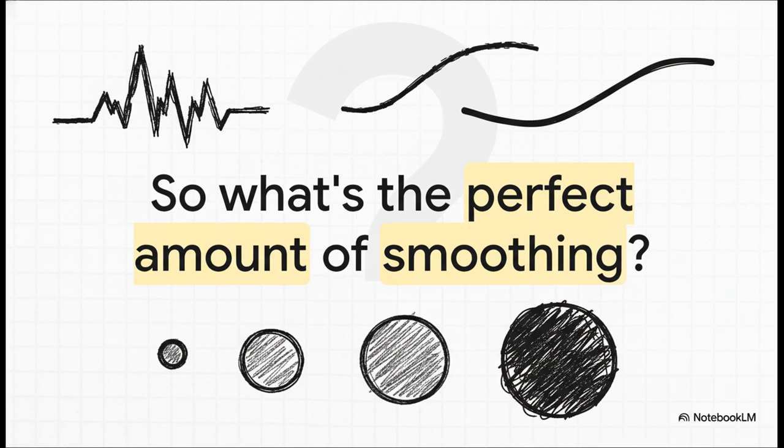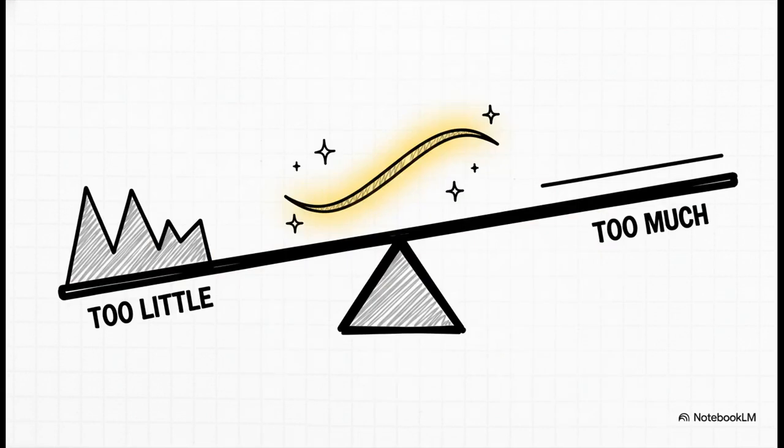We've seen how we can make our trend lines smoother and smoother. But how much smoothing is the right amount? And herein lies the real art and science of it all. It's a delicate balance. If you smooth too little, your line is still noisy and it overreacts to every little blip in the data. But if you smooth too much, you might actually erase the real trend itself, ending up with a line that's too flat and misses important changes.